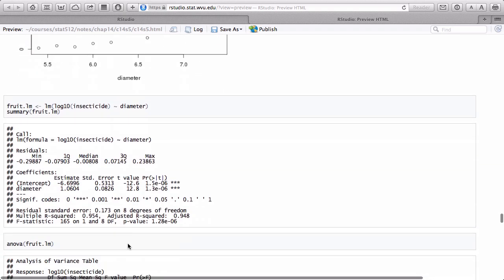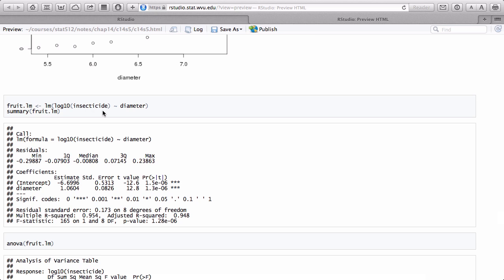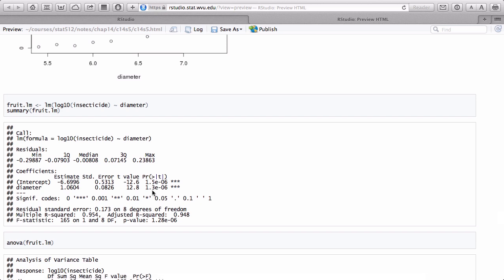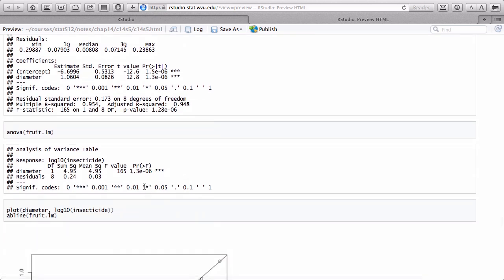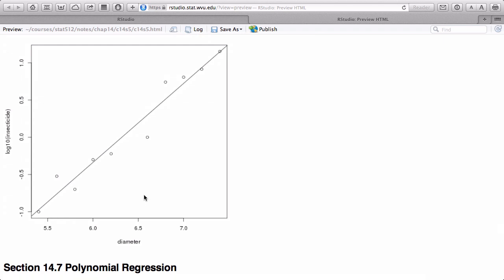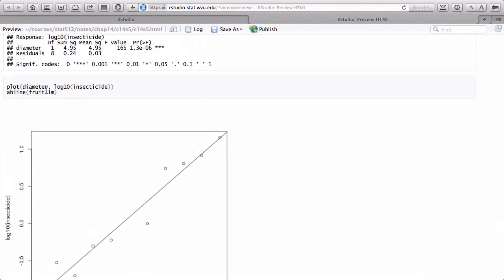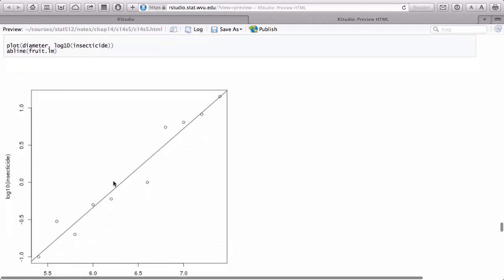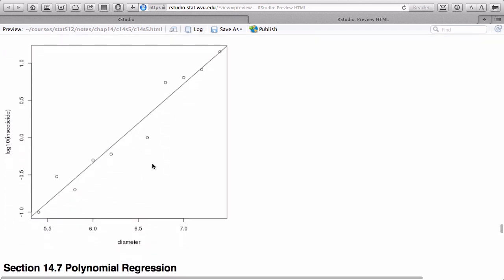It appears, though, that in this case, if we take the log of insecticide, so I'm taking the log of the y, tilde diameter, first of all, diameter is highly significant. Now what I have done is plotted the diameter, which is x, versus the log base 10 of insecticide. Then I plotted the fitted value, and you notice that does a pretty good job. We have a fairly good prediction model by this transformation.